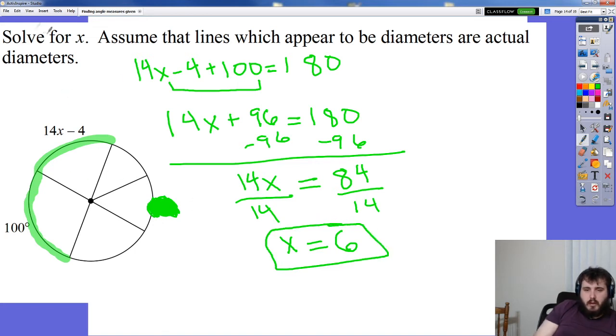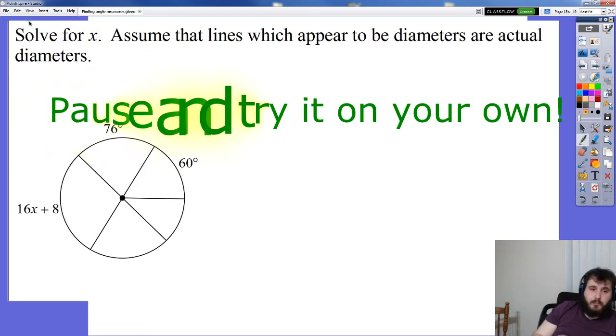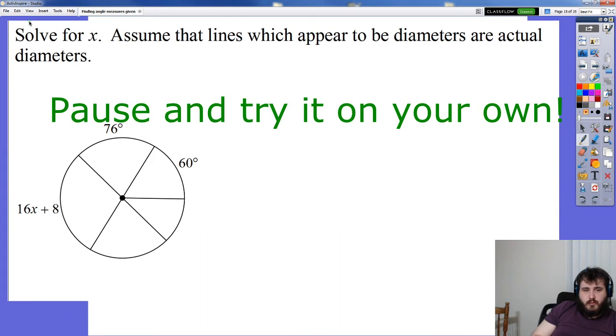And again, look at your directions. It says solve for x. That's what I'm being asked to solve for. Make sure that you pay attention to what you're being asked to solve for. It does make a difference. If you don't solve for the thing that they asked for, you aren't answering the problem and you're going to get it wrong. Once again, solve for x. Do this one.